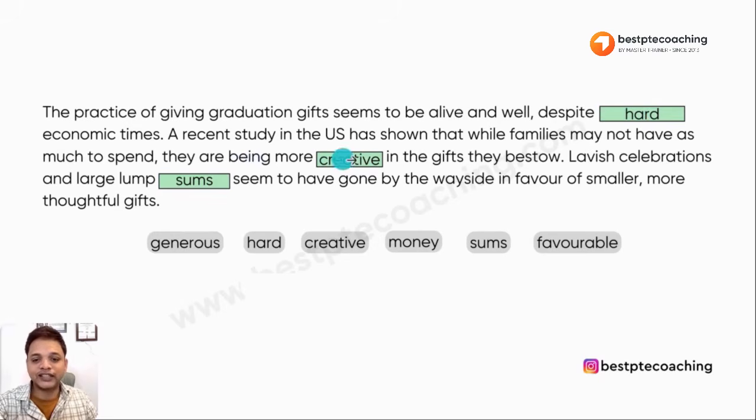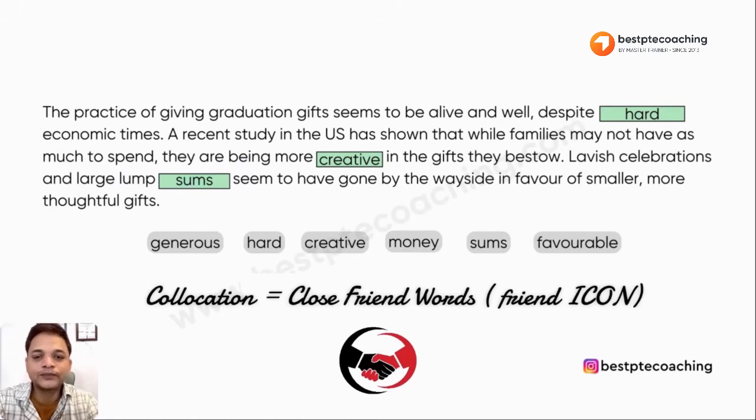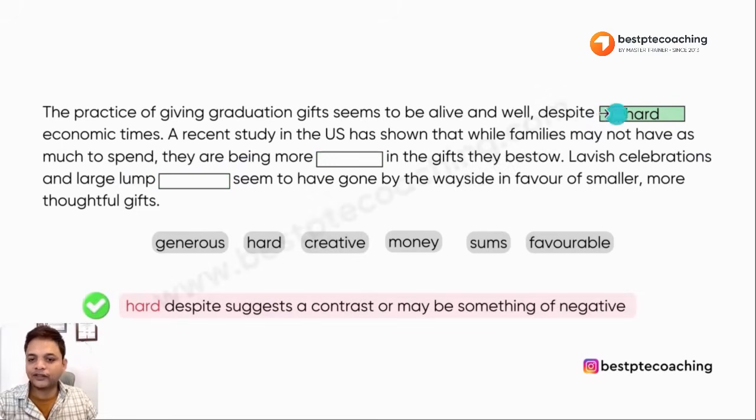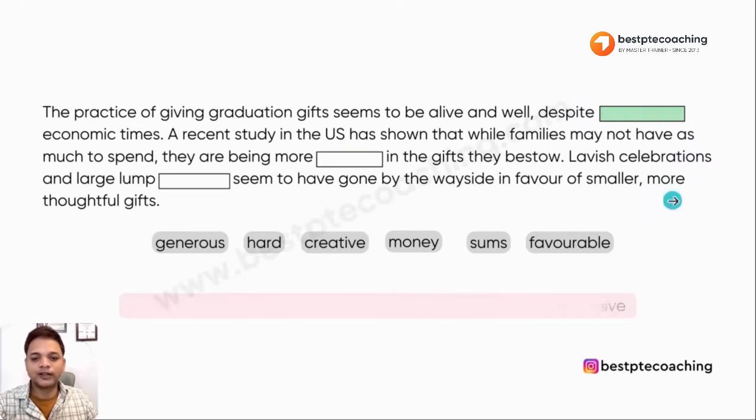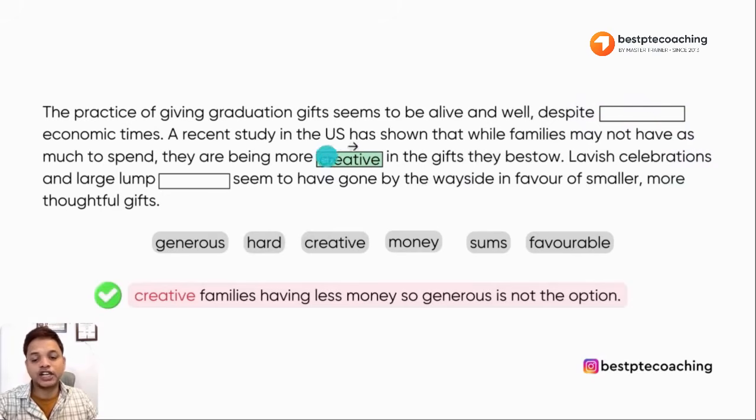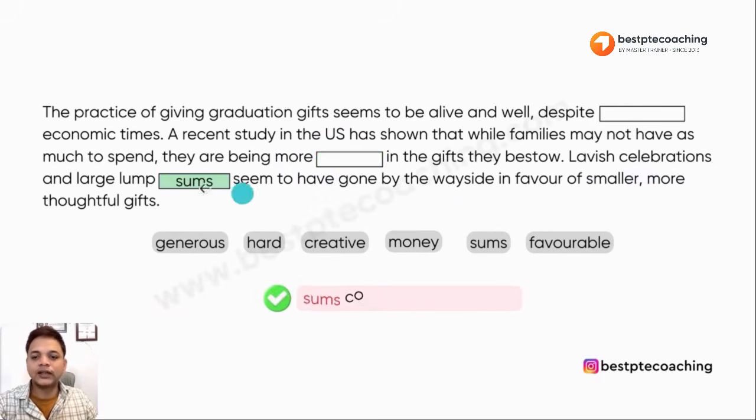They don't have enough money. Therefore, they have to be creative, because in the last thing also we have got a clue. They are moving in favor of what? Smaller and more thoughtful gifts. So in that occasion, creative is the correct answer. Third one, lump sums is like a blind thing. Anybody can put it because it's a collocation. So collocation is nothing but close friend words. Right? So why hard? Despite suggests contradiction. So we need the negative kind of word here. And then the next one, they have less money, therefore they cannot be generous, they should be creative. The third one, lump sums is a collocation. So this is how we can answer the blanks.